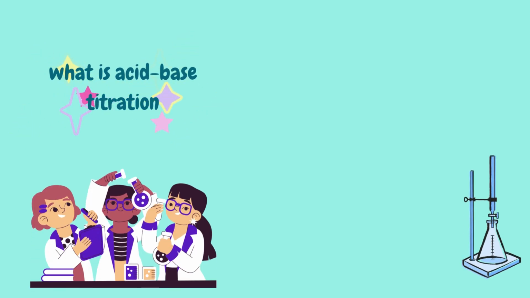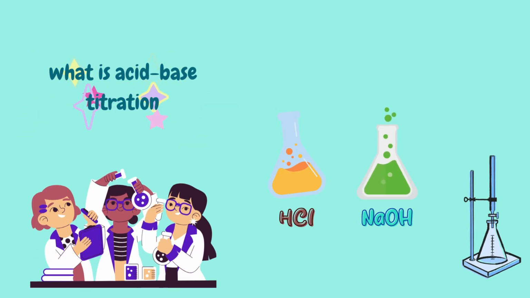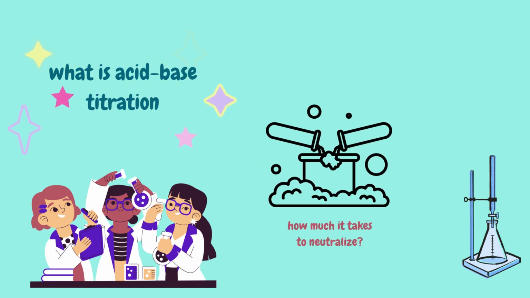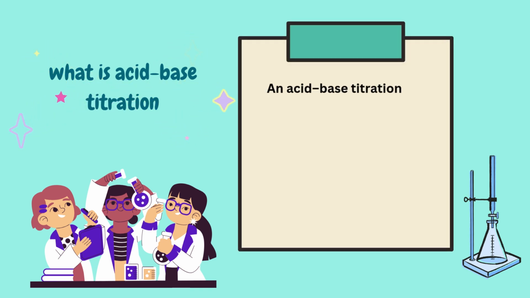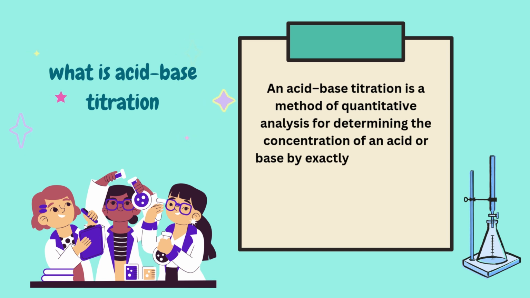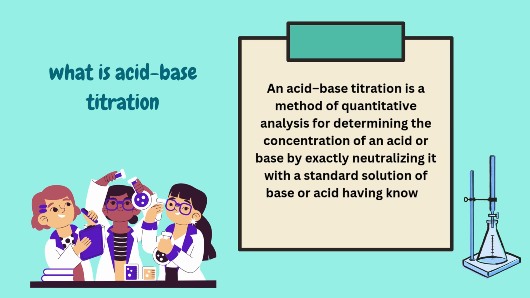Picture this. You've got an acid and you've got a base, and you want to know how much of one it takes to neutralize the other. That's what acid-base titration is all about. So we can say an acid-base titration is a method of quantitative analysis for determining the concentration of an acid or base by exactly neutralizing it with a standard solution of base or acid having known concentration.